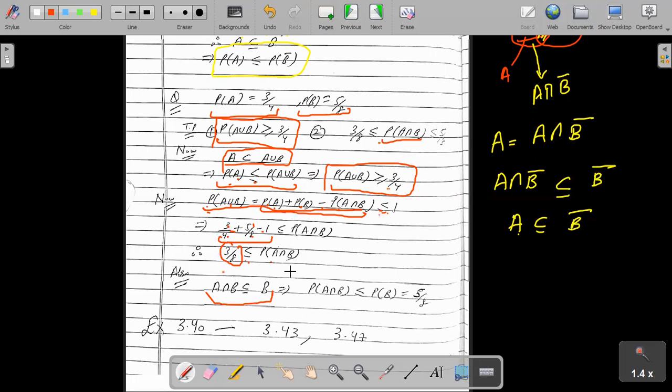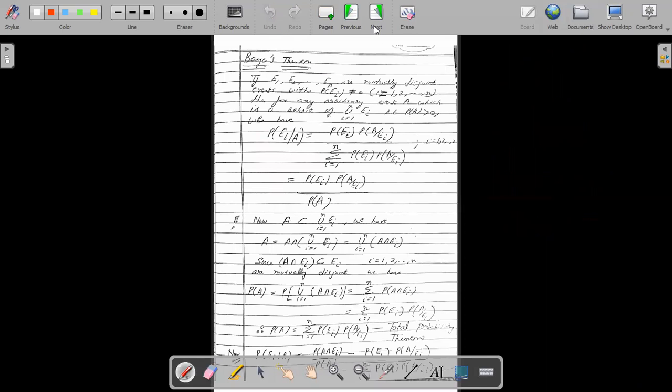Obviously you could have used A here, but आपको equality 5/8 में चाहिए, इसलिए हमने B use किए. तो A intersection B is subset of B. Obviously the probability of A intersection B will be less than or equal to probability of B, and probability of B is nothing but 5/8. So these small properties help us to derive certain big theorems, right?